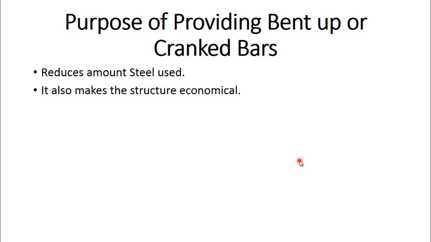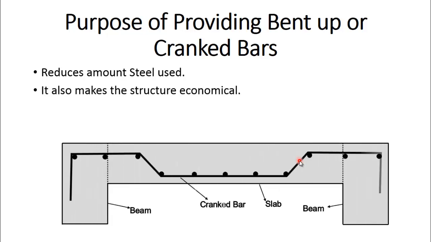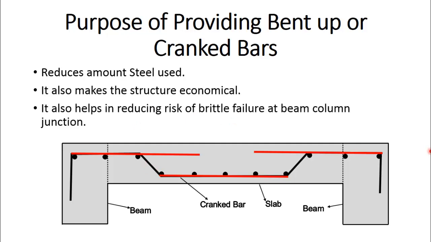Another function of bent up bars is that they reduce the amount of steel used. If the amount of steel used is reduced, it means that the structure will be more economical. Here you can see that if you are not going to use bent up bars, you have to provide top bars like this for negative bending moment and bottom bars for positive bending moment. So here bent up bars help us in reducing the amount of steel used. They also help in reducing the risk of brittle failure at the beam column junction.